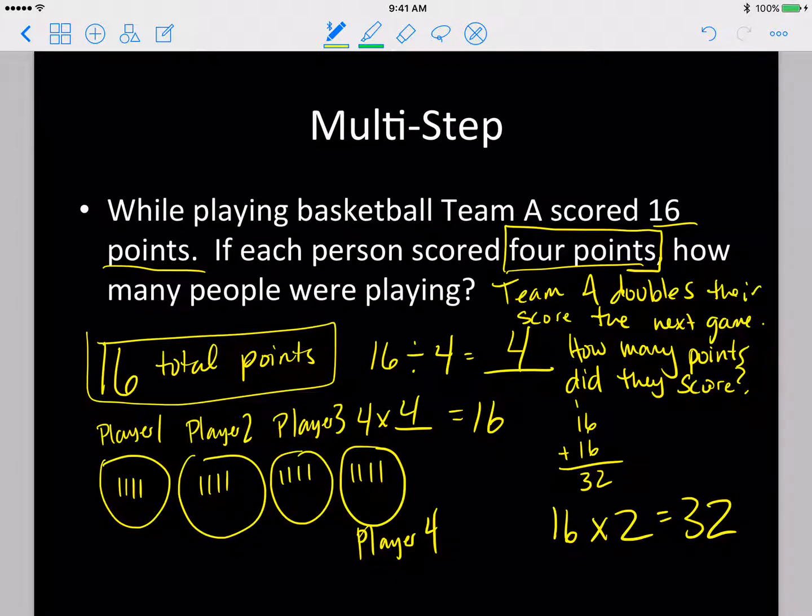So your sentence would say, if they double their score, they will score 32 points, abbreviated points. Okay, that's a good, doubling is an important word to know with multiplication. That's just times 2.